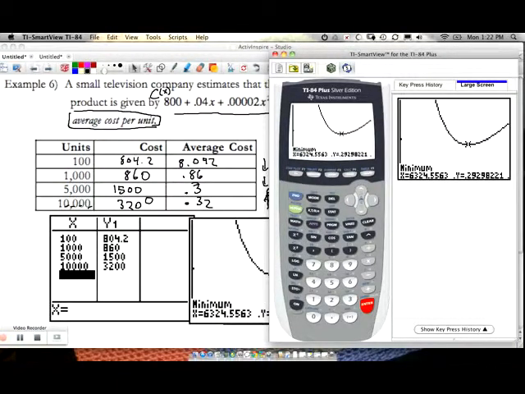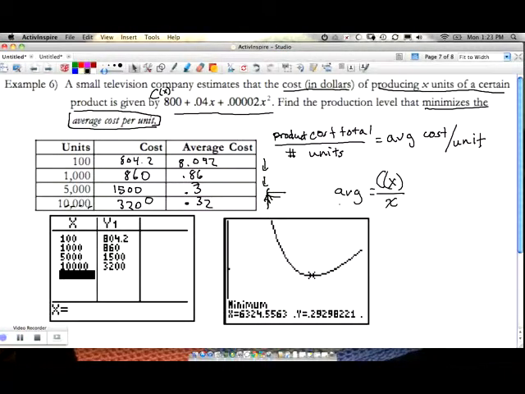Find the production level that minimizes the average cost per unit. So the production level X equals 6,324 units or 6,325 units. Why do I round it off? Because if you're looking at this, you're talking about individual units. You can't produce half of a product, or at least not in this case. They're an actual product, so we've got to do either 6,324 or 6,325.